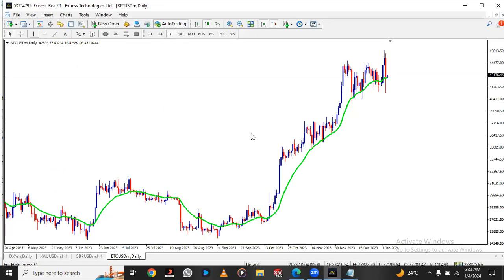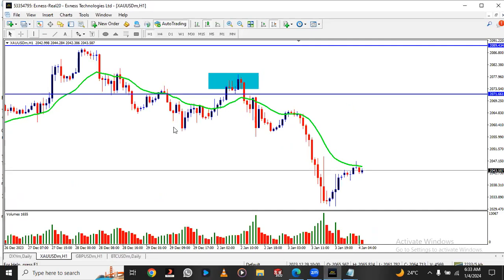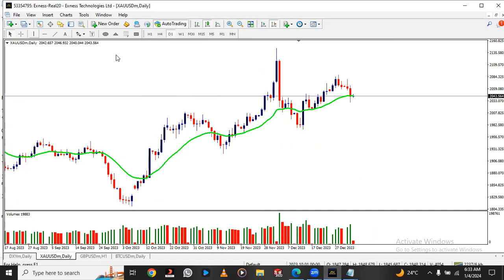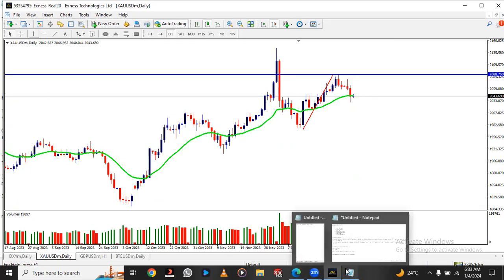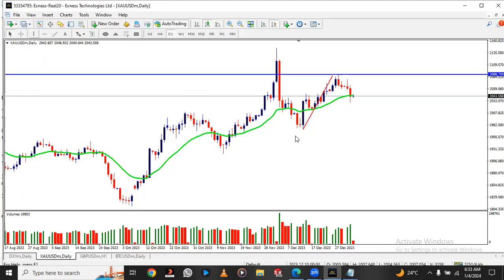Now, let me quickly show us an example from a gold trade. If you look at this gold trade, we have the market trending up. We have our first leg. Yes, the market has done this. Now, we want to look for the retracements. According to our retracement cycle, we have the key level area first. The next thing is the range formation.